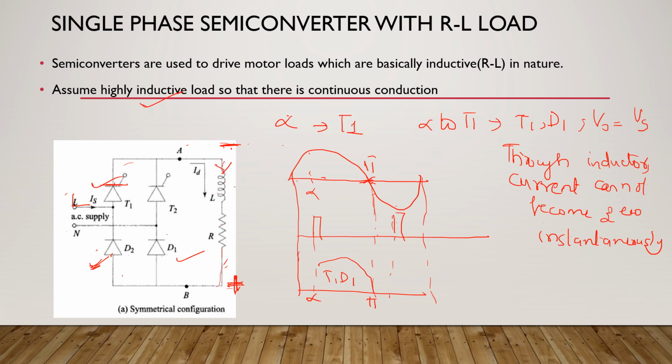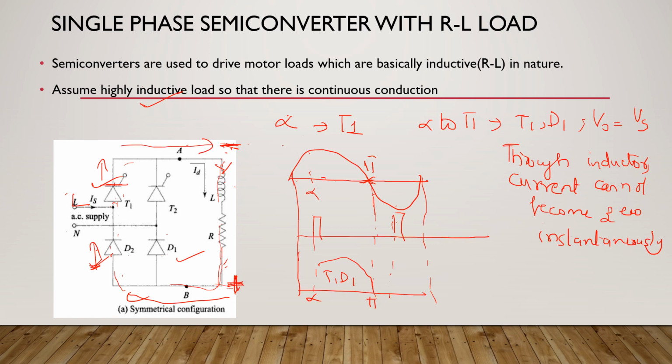So now, as the load induces an opposite polarity here, D2 is anyway forward biased, and T1 anode also gets a positive. So which means what? T1 anode is at positive, cathode is at negative. T1 remains in conduction, and the load current is going to be flowing through this path, through T1, through D2 and through the load, and it keeps circulating like this.